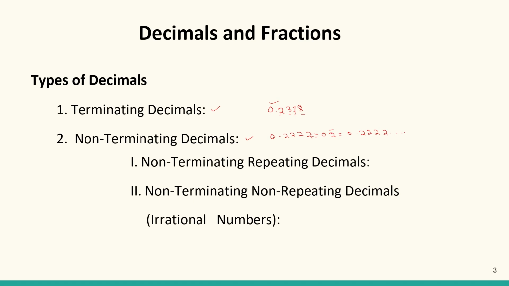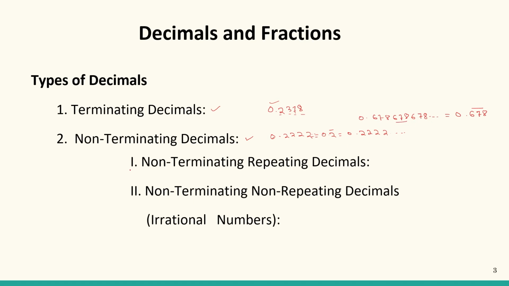We put the bar symbol over the digits that are reappearing. Like for 0.678678678 and so on, we will write 0.678 bar, because 678 is the repeating pattern here.